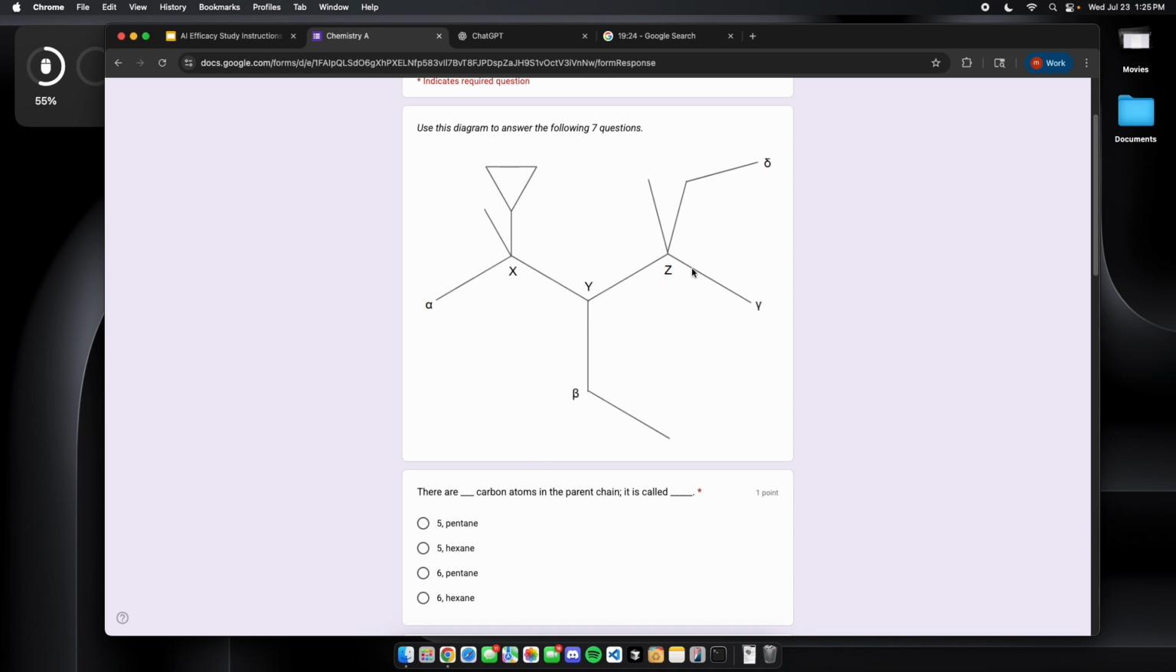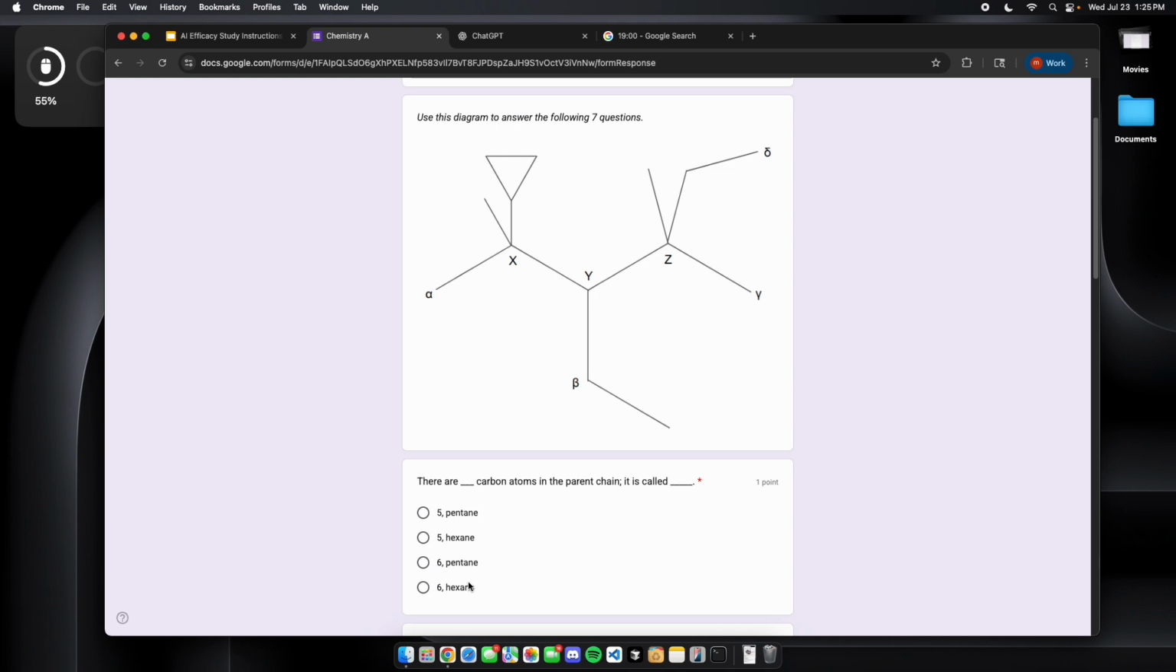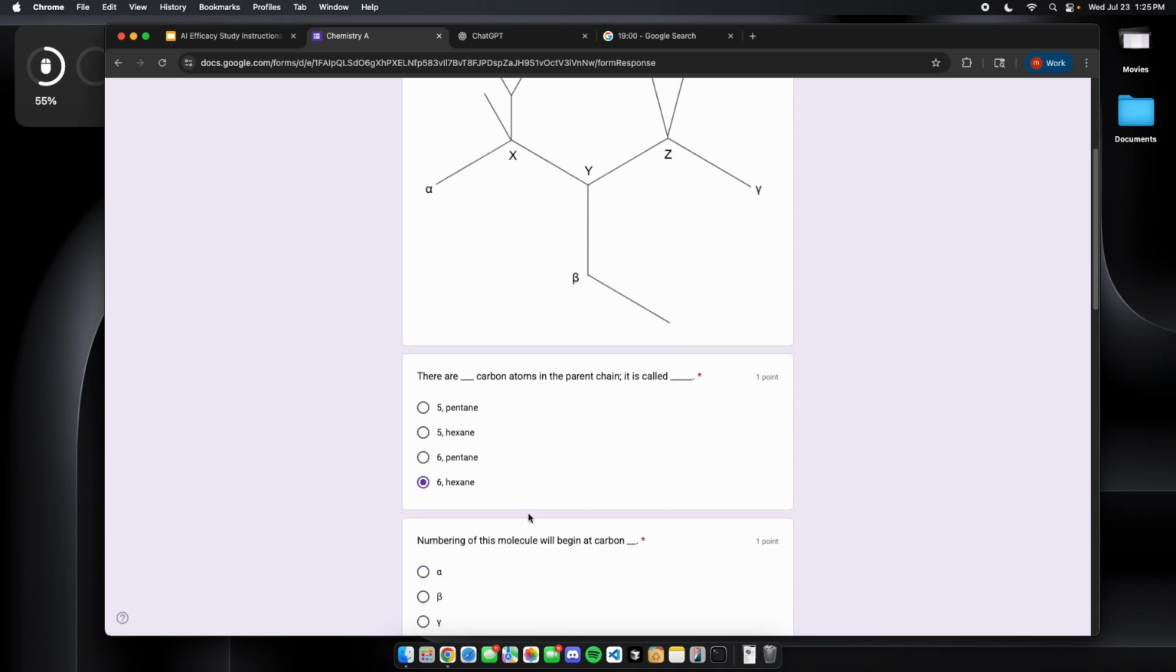It looks like the number six is how many labels there are on this graph. So I'm going to assume that it's probably six, and I don't know why six would refer to pentane, as pent refers to five and hex refers to six. So we'll go with six and hexane.